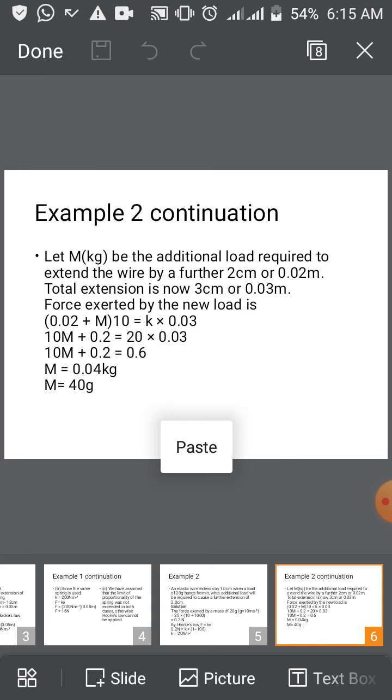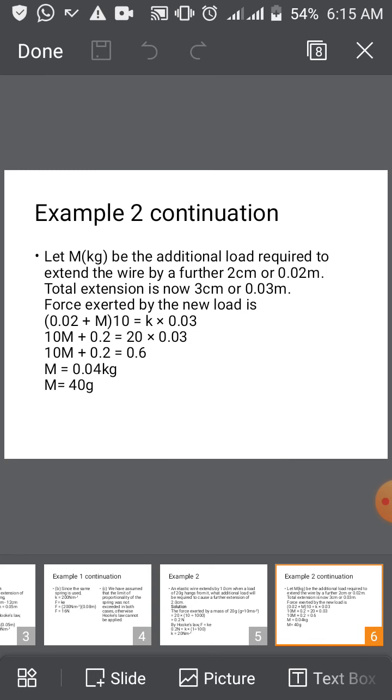Now the 10 is the value of acceleration due to gravity. So when you multiply the bracket by 10, you have 10 M plus 0.2. Now put the value of the force constant being 20 and multiply it by 0.03. When we do that, we'll have 10m plus 0.2 to be equal to 0.6.